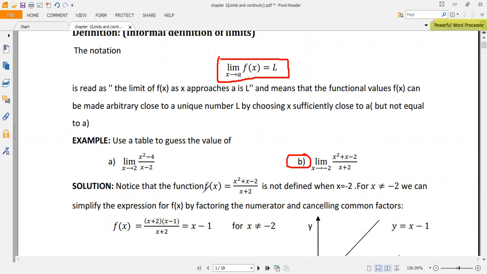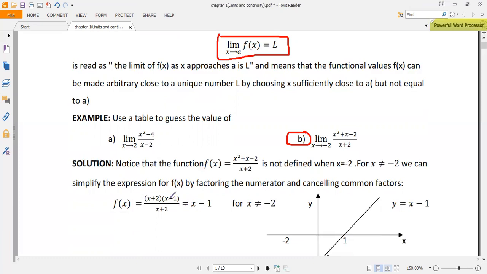So note that the function f(x), which is defined by (x squared plus x minus 2) over (x plus 2), is not defined at x equal to minus 2. Clearly, when you substitute x equal to minus 2 in the denominator, it becomes 0. So if the denominator is 0, then the function becomes undefined. So for x different from minus 2, we can simplify the expression for f(x) by factorizing the numerator and cancelling with the denominator.